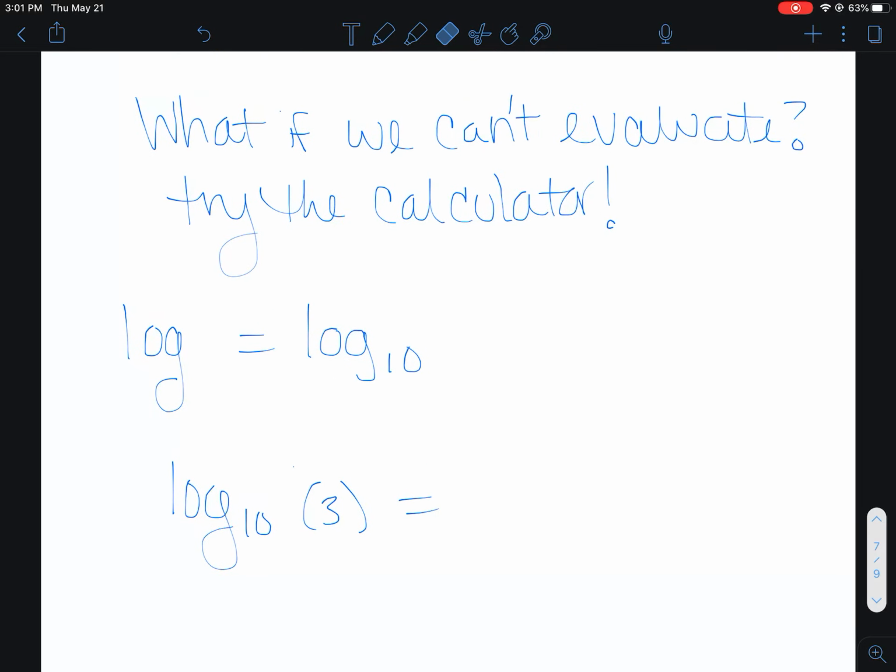Again, pause the video. If you want, go try some of the solving equation ones. They're the same base on both sides. They cancel. If you're rewriting it as an exponential, if it's only a log on one side, okay?